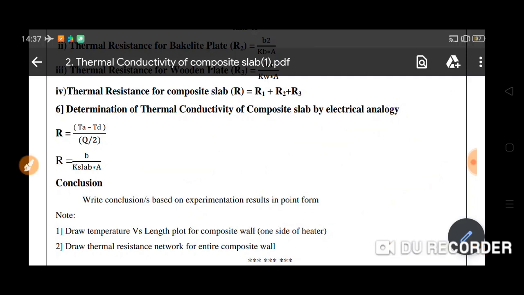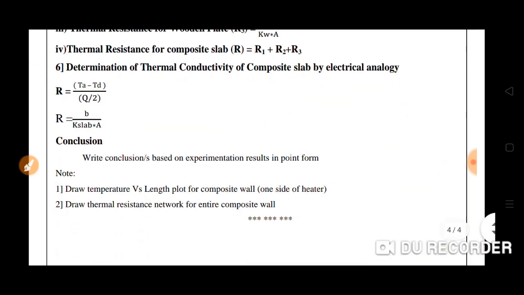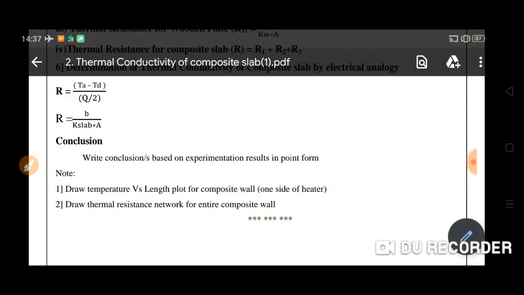So in this way this experiment can be concluded: you have to find out the thermal conductivity of mild steel, bakelite, wood, and the composite slab, and draw a temperature versus length plot for the composite wall. One side of the heater you have to assume here. Draw the thermal resistance network for the entire composite wall. This is expected in your experimentation and write-up.